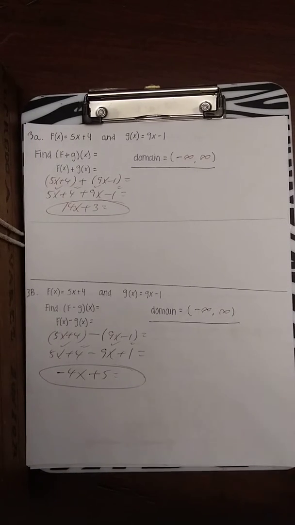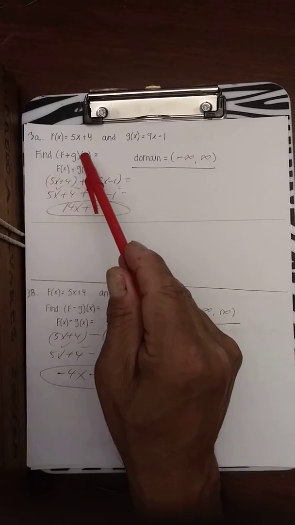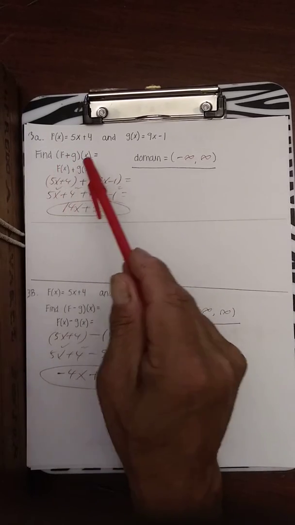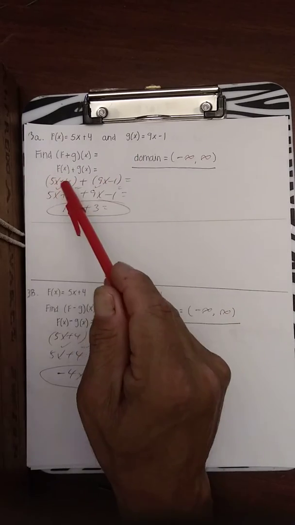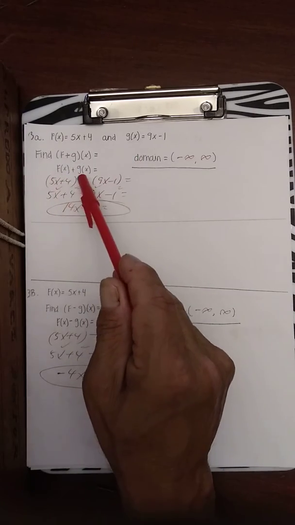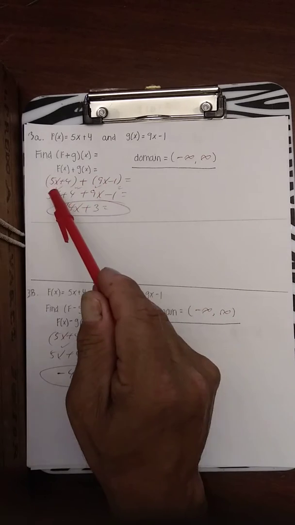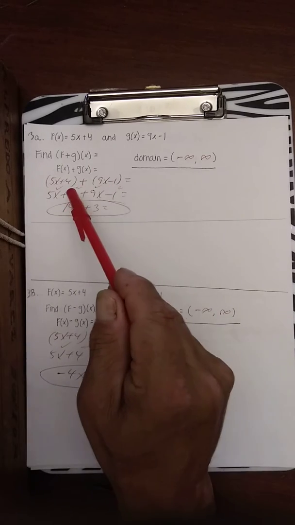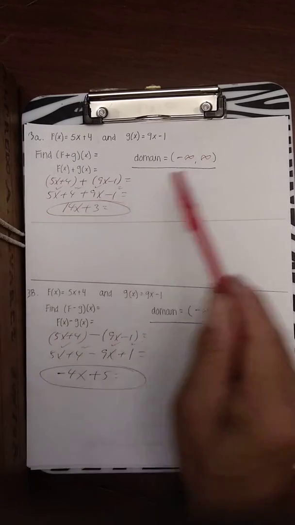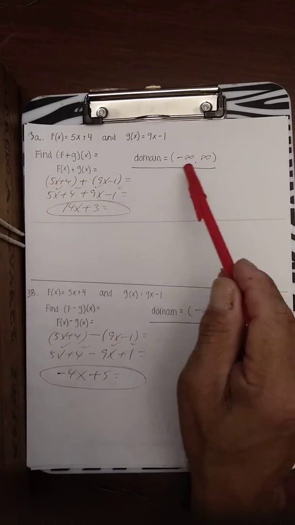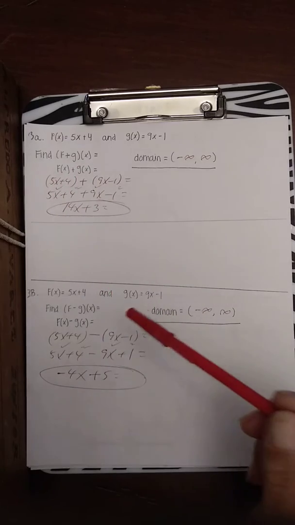Alright, let's find f plus g of x. F plus g of x means f of x plus g of x. So substitute in 5x plus 4 and 9x minus 1. Remove the parentheses: 5x plus 4 plus 9x minus 1. 5 and 9 is 14x, and 4 and negative 1 is 3. Domain is negative infinity to infinity for the sum.